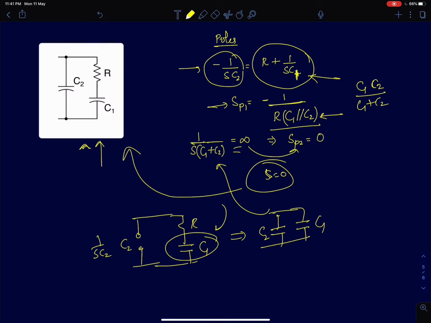In the next lecture we will focus on finding zeros for simple impedance structures, and after that we will start writing the transfer functions.